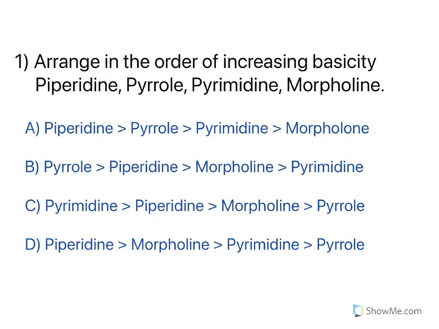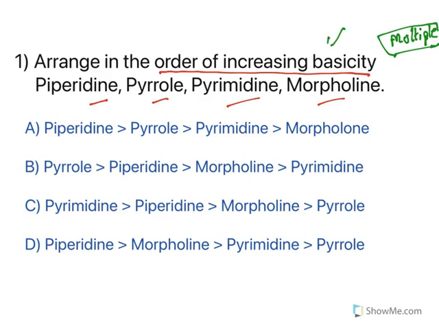Now the question is, arrange in the order of increasing basicity: piperidine, pyrrole, pyrimidine, morpholine. Now look at the question. This question is testing multiple concepts. In one question, in order to get a correct answer, you need to know multiple concepts. One, you need to know how the basicity pattern is. You need to know the aromatic rings and carbocyclic rings and how it affects the basicity of the rings. So three concepts are tested: aromatic rings, what is basicity, and how the basicity will get influenced with the aromatic rings. Let us see one by one.